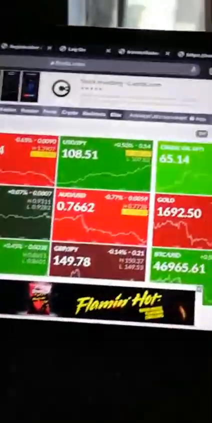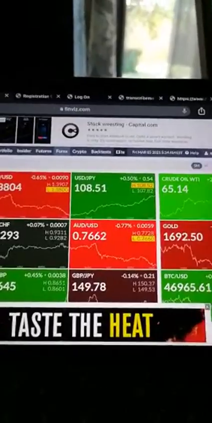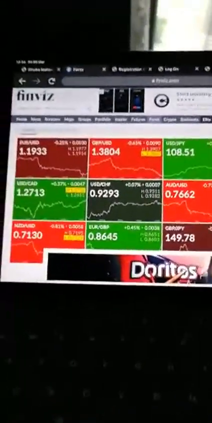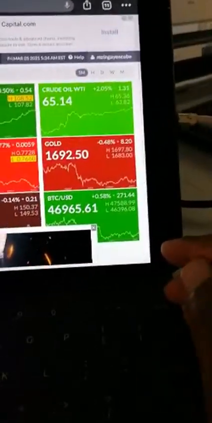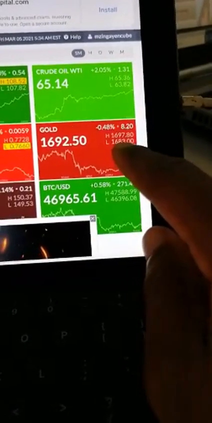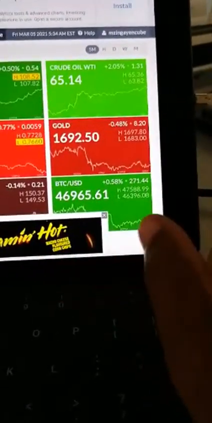How many hours do we have before NFP? Right now it's 12:34. We probably have about 3 hours before NFP. Looking at the market, you see right now GBP USD 138.04. Let's look at gold. Gold is at 1692.50. So it's just off of the whole number.